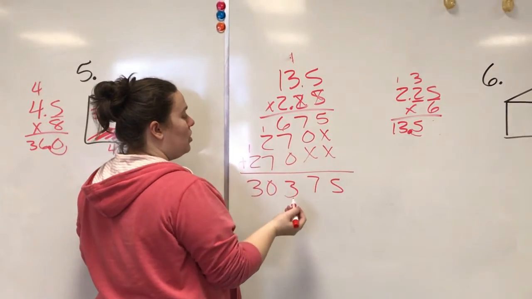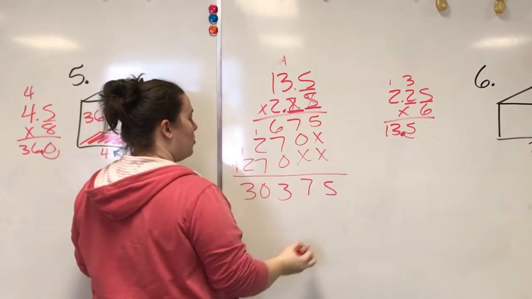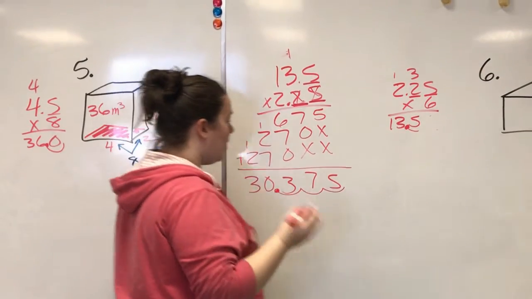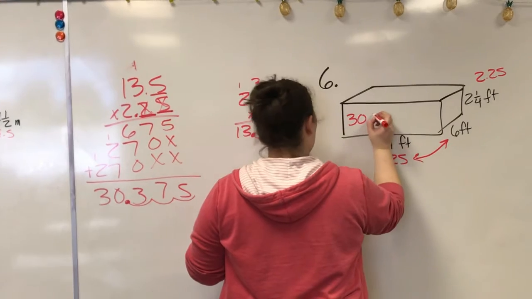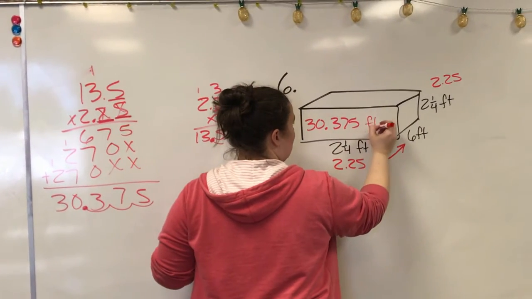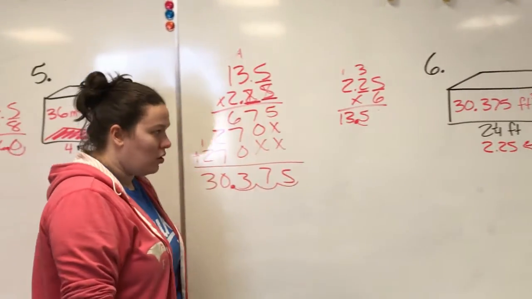So then go back to the original problem. 1, 2, 3 decimal places. 1, 2, 3 decimal places. Your final answer will be 30.375. Your label is feet, and cubed because we were finding volume.